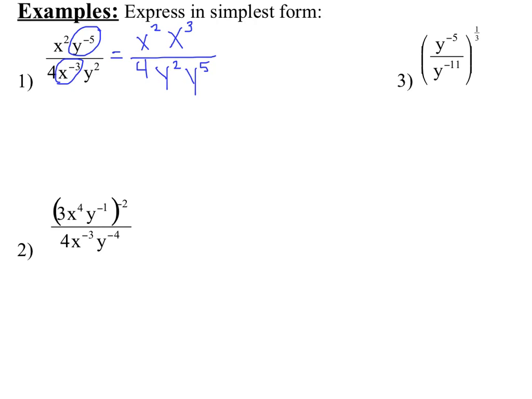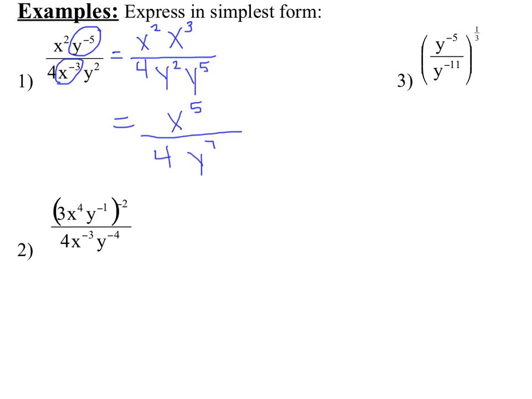So now I have two of the same base, an x to the second and x to the third. We just talked about it before, that if it's the same base, you add your exponents. So I have x to the fifth divided by 4, and then y to the second times y to the fifth would be y to the seventh, because I'm going to add my exponents. And I can't do anything else because I don't have any x's or y's in the numerator or denominator to cancel, so I'm done.